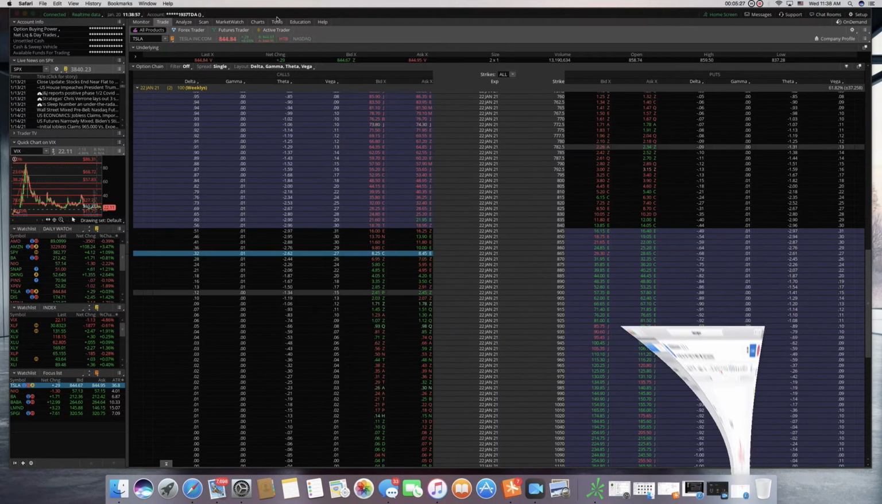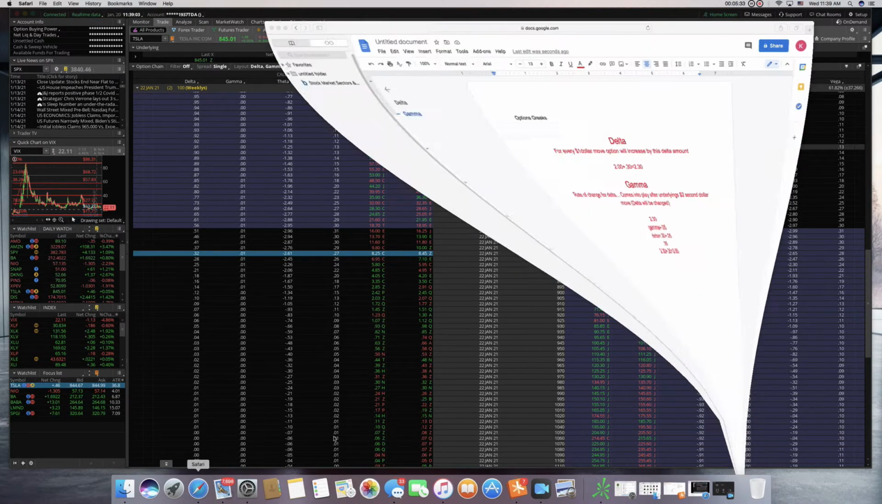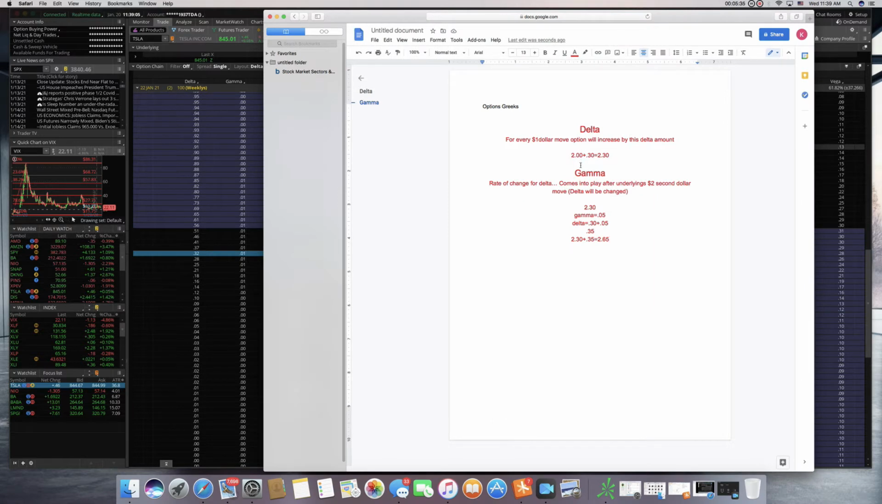I'm not going to get too deep into that. I just want you guys to understand basically what those mean. Keep those in your handbook, delta and gamma. The delta is after the first dollar move, the gamma is after the second dollar move, and that is the rate of change. So that is being put into the delta.